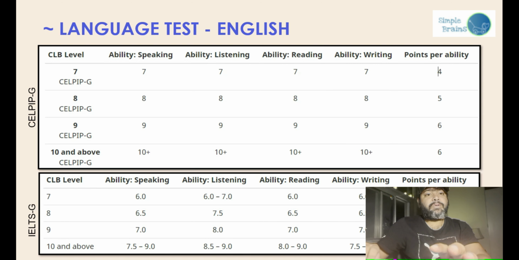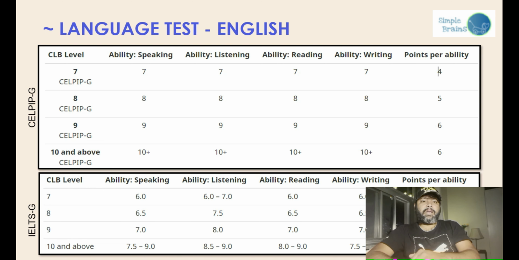So, language test in English, where people mostly go for English. There are two tests we talked about: CELPIP General and IELTS General. There are other tests as well. CELPIP has an academic one, and IELTS also has an academic one. The academic one is not accepted at all. So we are only going to talk specifically about CELPIP General or IELTS General.